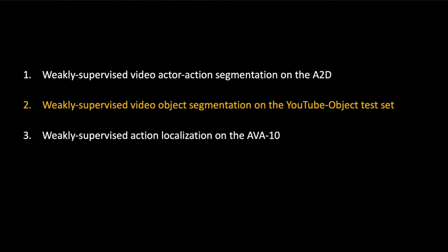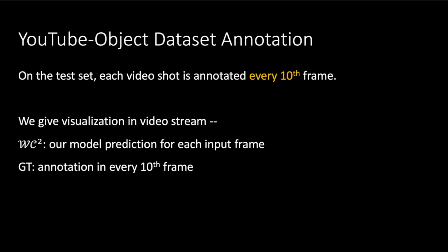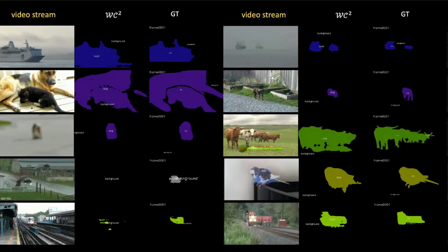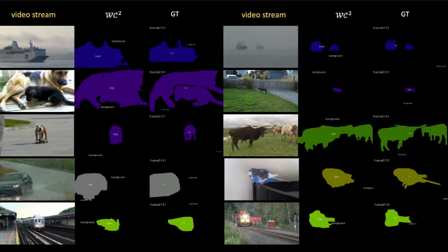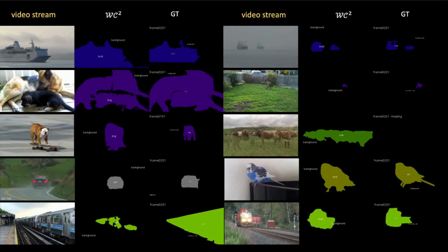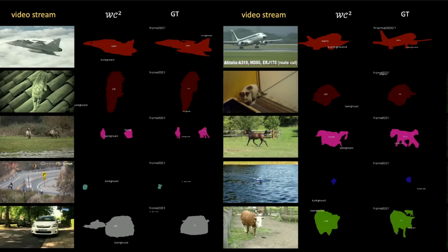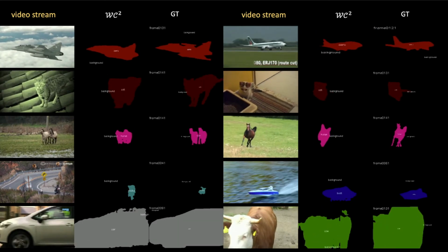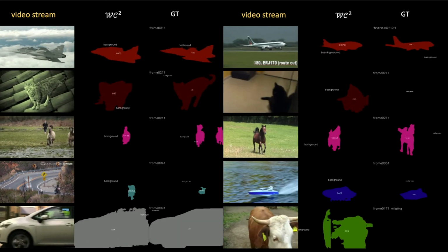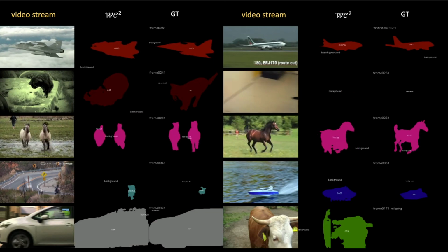Next, we exhibit the video object segmentation on the YouTube object dataset. Here we directly show the testing results for the video stream. Our model does inference on every frame, while the ground truth is updated every 10 frames. Our model achieves the state-of-the-art weakly supervised performance. More quantitative comparison with other competing models is available in the main paper.